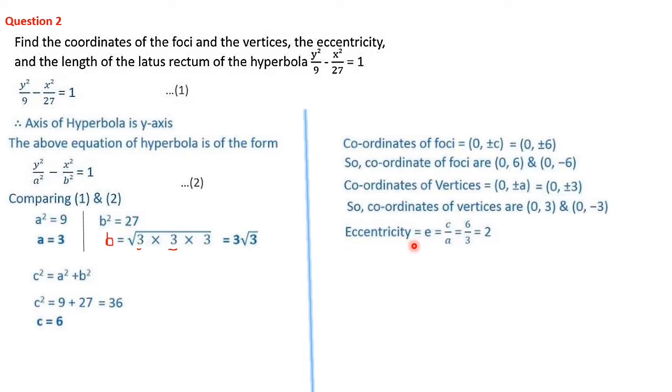Then the eccentricity formula we know, e equal to c by a. What is c? c is 6, a is 3. So 6 by 3 is 2. Simple question. Latus rectum is 2b square by a.